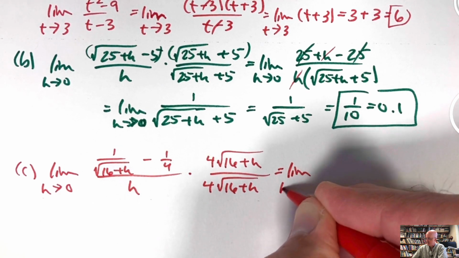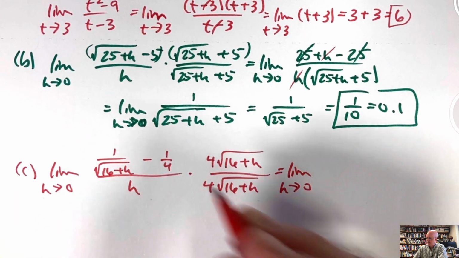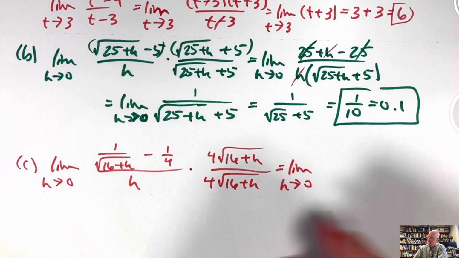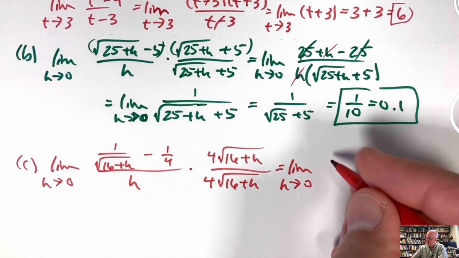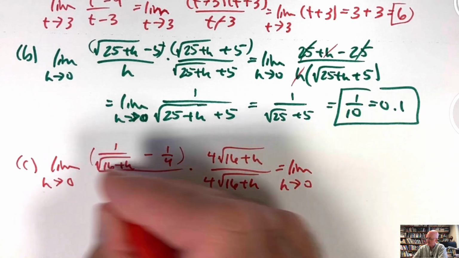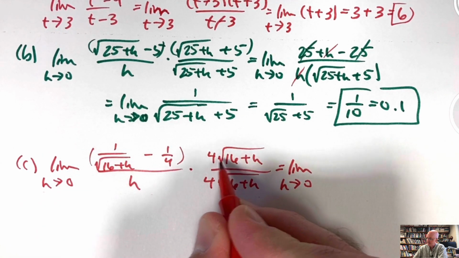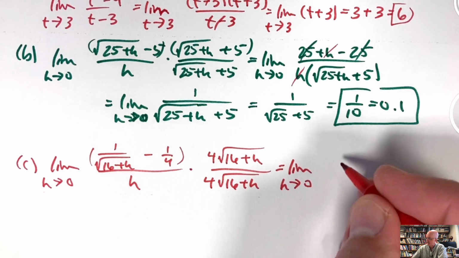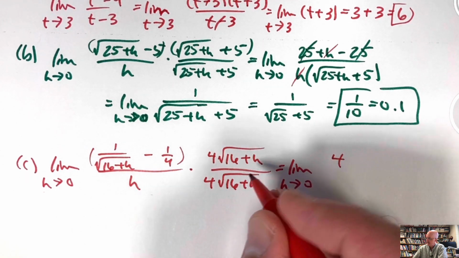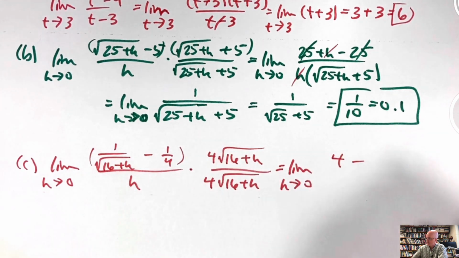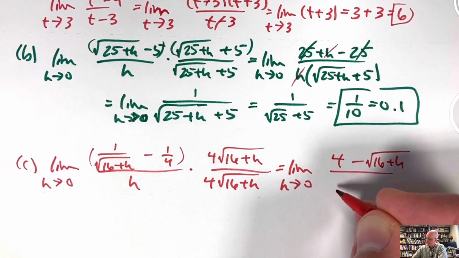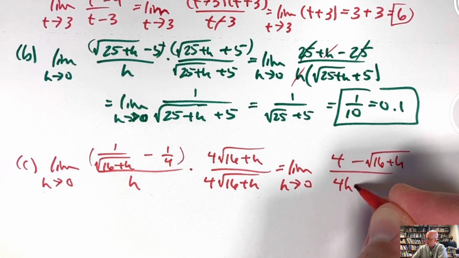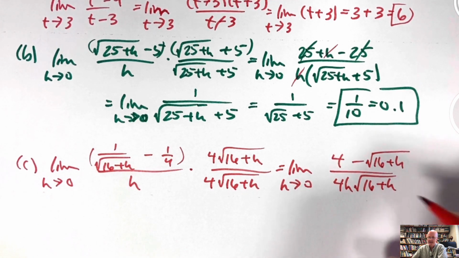You also could, instead of doing what I'm doing, get a common denominator to subtract those fractions and think of dividing by h as multiplying by 1 over h. That's another way to do it. When you multiply this through here, this times this, the square root of 16 plus h's will cancel. You'll be left with a 4. And then minus 1/4 times this, the 4's will cancel. You'll be left with square root of 16 plus h. And just leave the bottom as is.